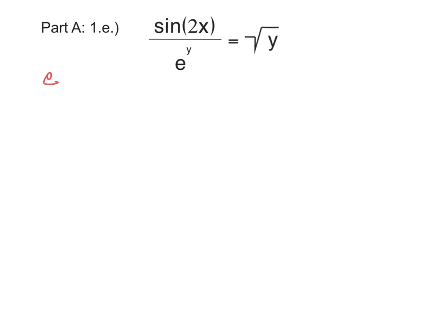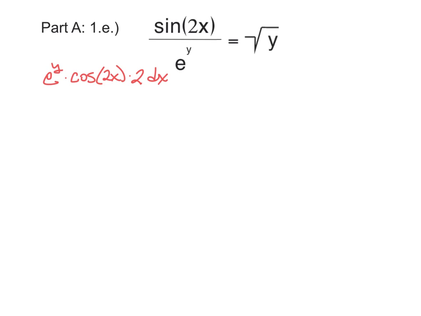So low d high. So we got to take the derivative of this sine 2x. That's where we're going to have to use the chain rule because we got 2x inside of the sine. So take the derivative of the outside first. Derivative of sine is cosine. And then the derivative of the inside, 2x, is 2 dx.